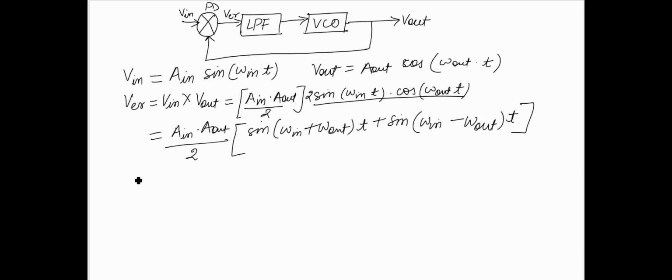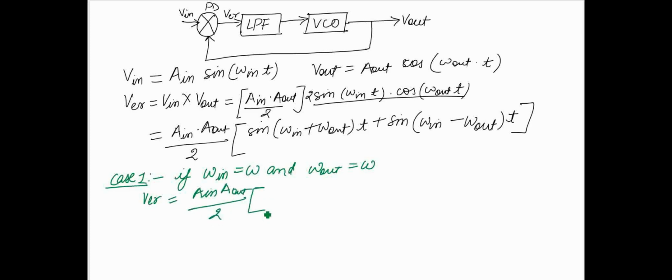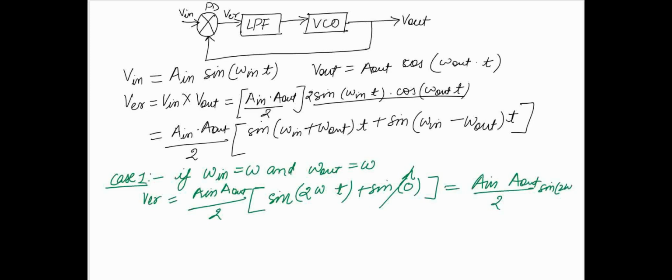Now let's take some cases. Case 1: if omega in equal to omega and omega out equal to omega, what will happen? Your V error will be equal to A in A out by 2 into sine 2 omega t, plus sine 0, which will be 0 only. So you are getting V error equal to A in A out by 2 sine 2 omega t. There is no frequency error, equal to 0, as well as phase error equal to 0.